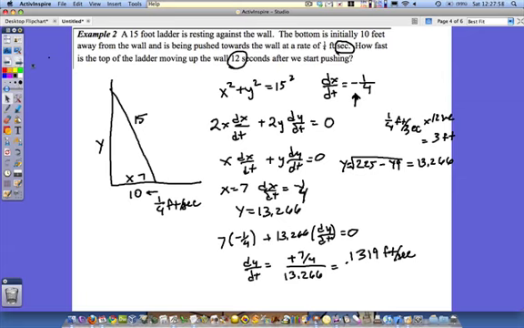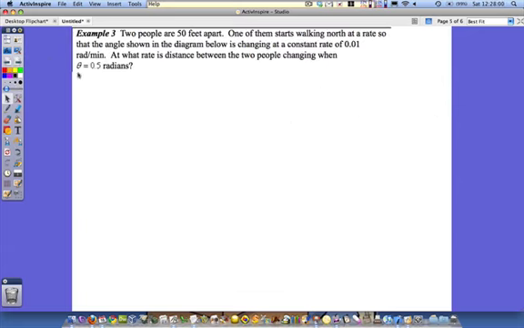All right, let's go to the next example. This is going to be a little bit different now. Two people are 50 feet apart. One of them starts walking north at a rate, so the angle shown in the diagram below. Let me go grab that. So the guy started right here, and then he started walking north at a constant rate. That's how fast this angle is changing. It is increasing by 0.01 radians per minute. So the question is, at what rate is the distance between the two people changing? So that's this distance right here.